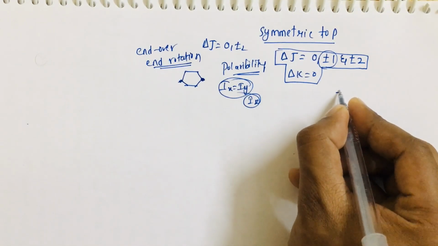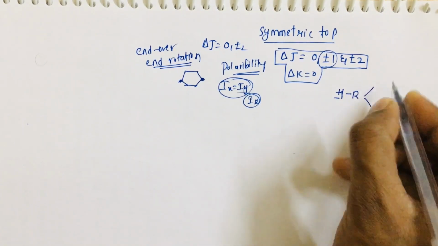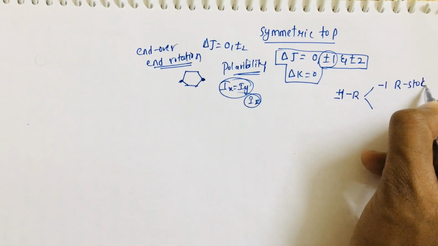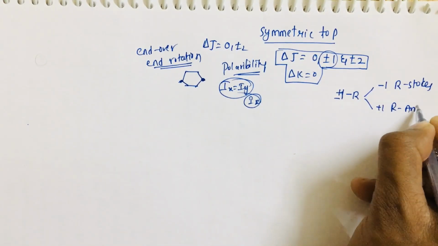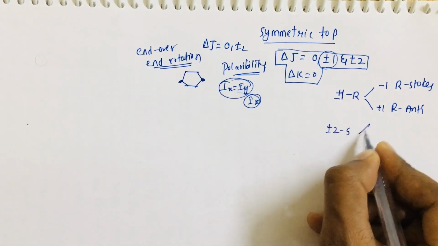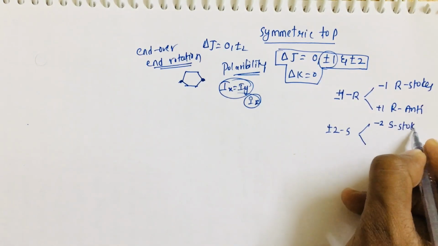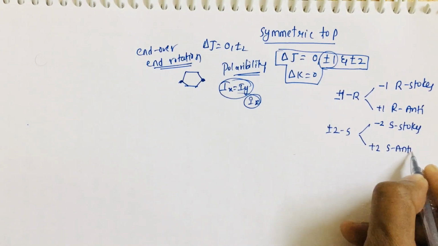So when we have plus or minus 1, we call these R lines. If it's minus 1, these are R Stokes lines, and if it's plus 1, R anti-Stokes lines. Similarly, plus or minus 2 are S lines. When it's minus 2, they are called S Stokes lines, and when it's plus 2, S anti-Stokes lines.